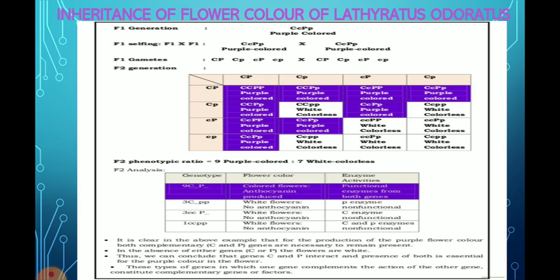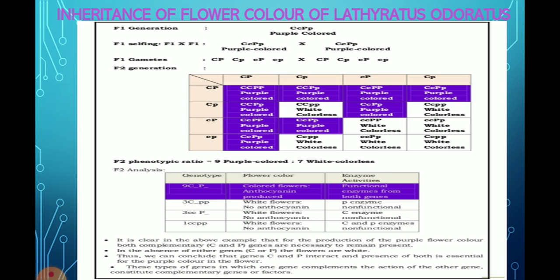Now we'll see an epistatic example in the plants, that is the flower color of Lathyrus odoratus. That is sweet pea flowers, having the purple color, that is the dominant, but that is controlled by another gene which is present on a different locus. So purple is dominant and white is recessive.